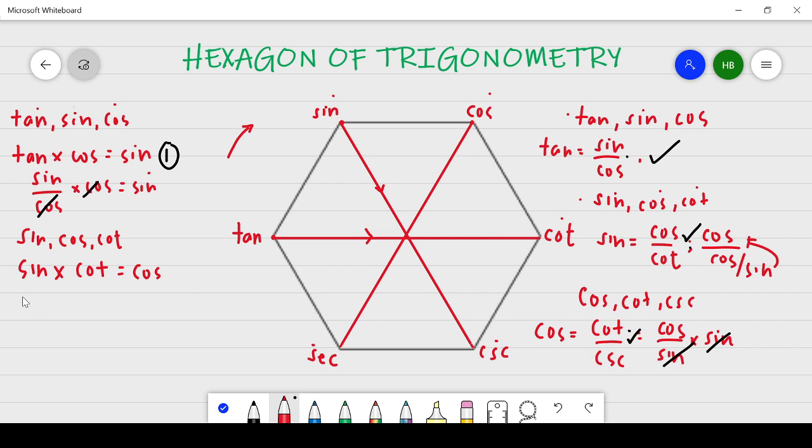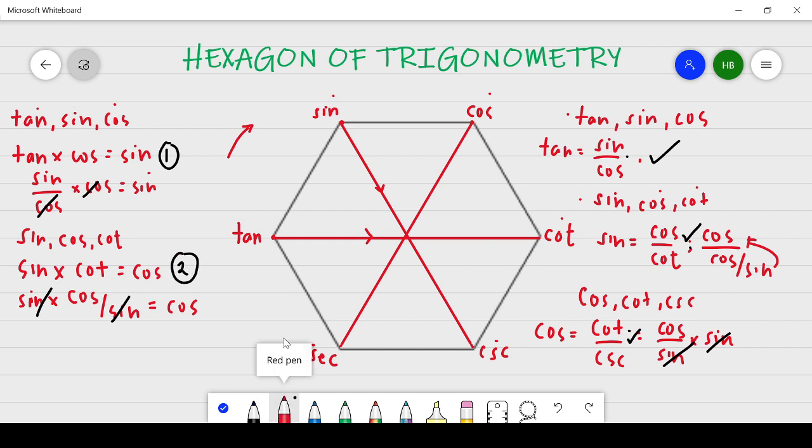Sine times, what's the cotangent? That was cosine over sine. So, of course, cancel ang sine. That will be cosine. So, meaning, the sine times cotangent that we derive is equal to cosine. So, another correct derived formula.